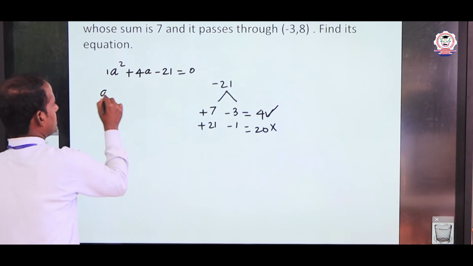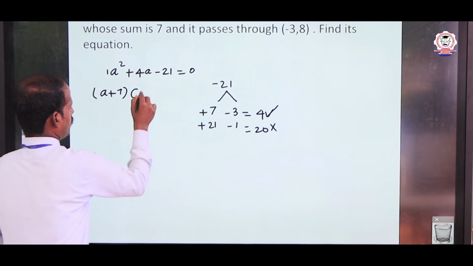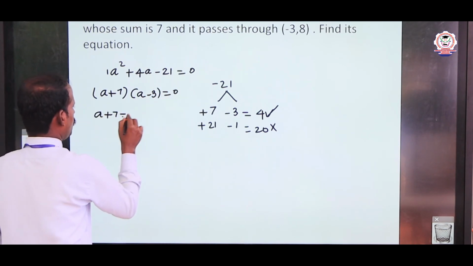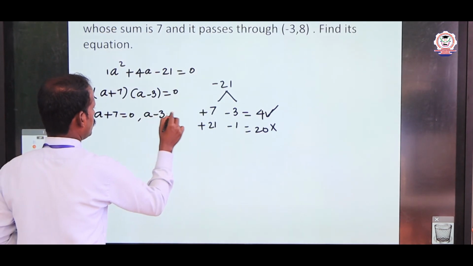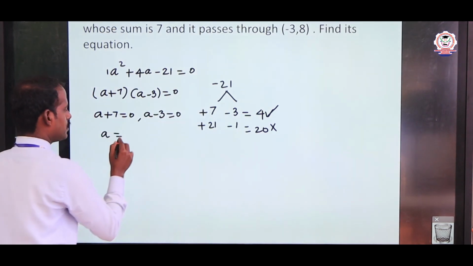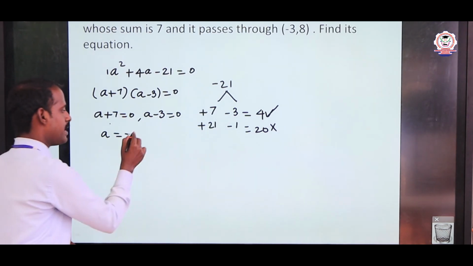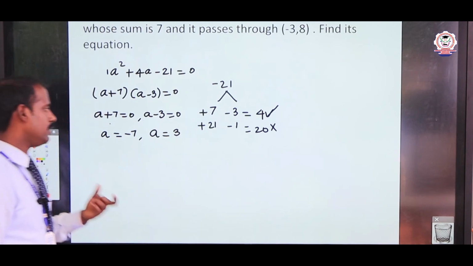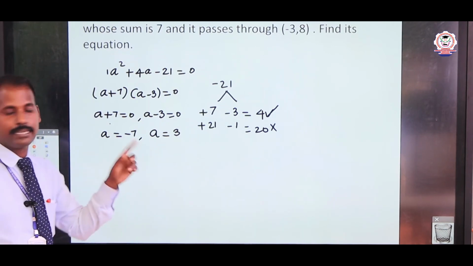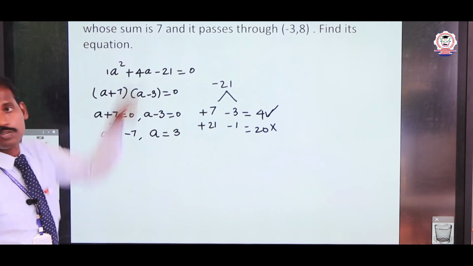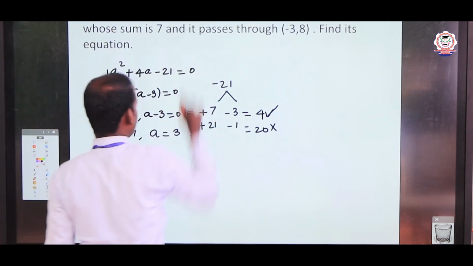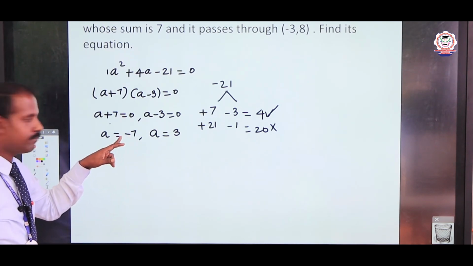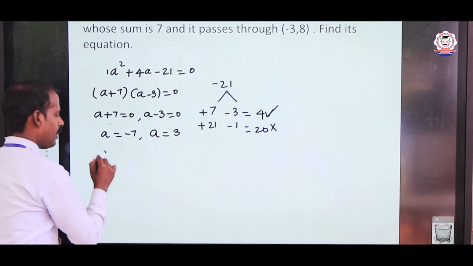So a plus 7, a minus 3 is equal to 0. Now a plus 7 equals 0, a minus 3 equals 0. So a is equal to plus 7, sent to the opposite side as minus 7, and a equal to 3. So here we have two different values, a equal to minus 7 and a equal to 3. Here the line makes a positive intercept, so we take the positive value only. The negative value is omitted and the a value is 3.